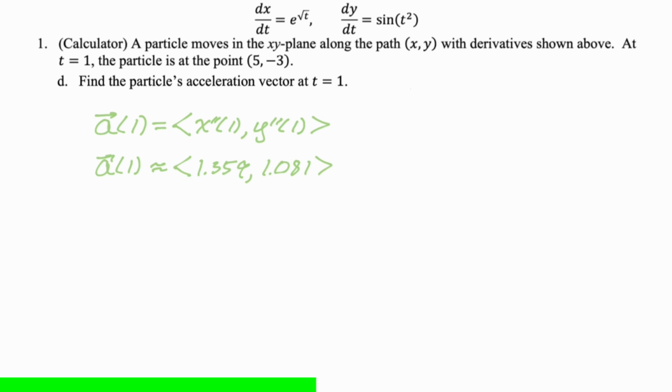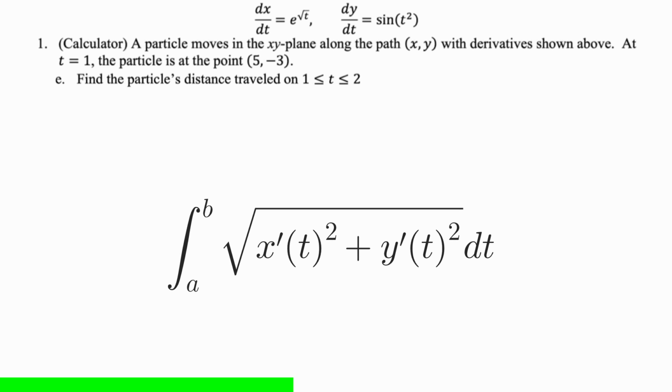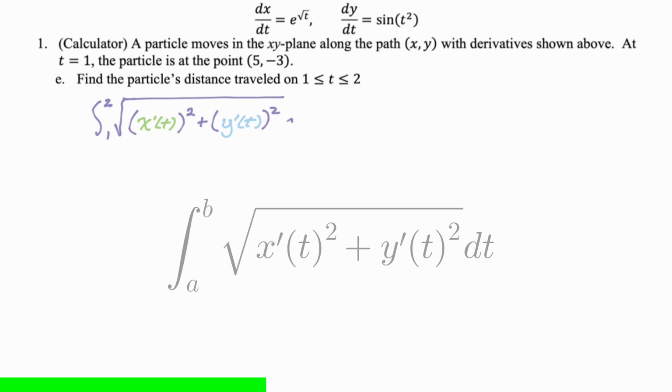And let's take a look at one more part here. Find the particle's distance traveled on the interval from 1 to 2. So we know distance traveled is just the integral of speed. Speed for parametrics is the magnitude of the velocity vector. So we're doing the integral from 1 to 2. It's going to be the square root of x prime squared plus y prime squared. Memorize that. Never get that wrong.